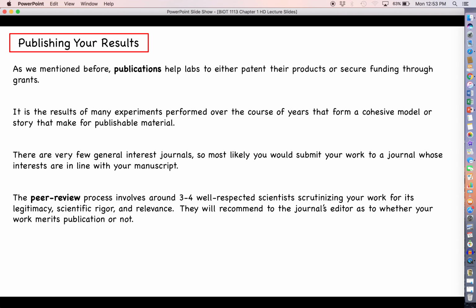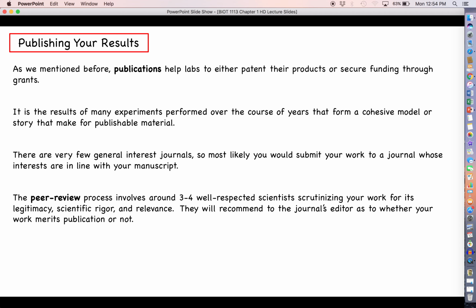So once you submit your manuscript for peer review, you write up the manuscript, including an introduction, background information, materials and methods. How did we do our experiments? This is what we did. This is what we were thinking. These are our data. These are our conclusions.